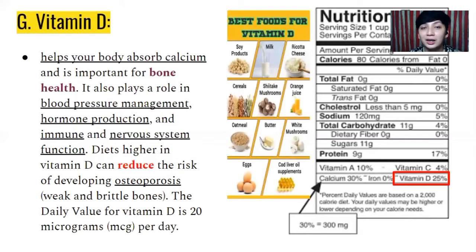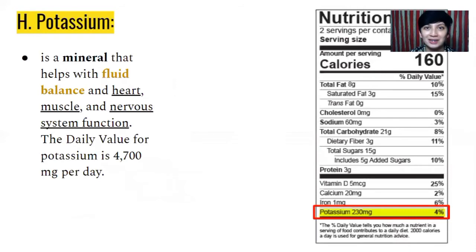And these are some foods that have a good source of vitamin D. So we have soy products, milk like taho, yan. We have cereals, mushrooms, so on and so forth. You can see there. And letter H, we have potassium. It's letter K. It's a mineral that helps with fluid balance. Fluid balance because we are made up of 75% water, remember? Okay, meaning to say, it is very important. With fluid balance, heart muscle, and nervous system function, the daily value for potassium is 4,700 milligrams per day.